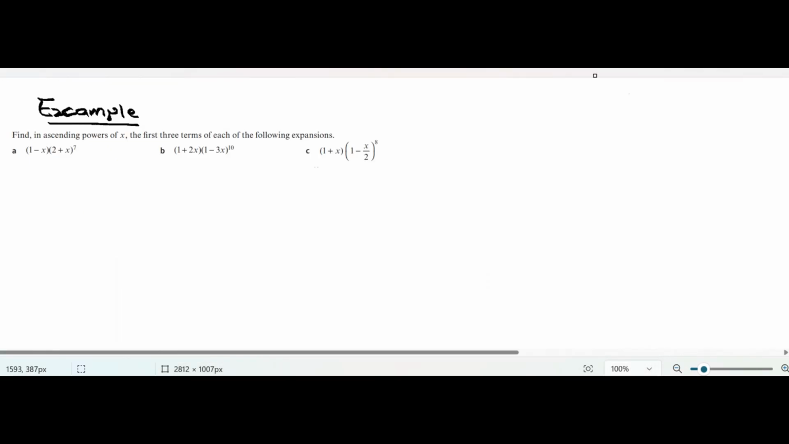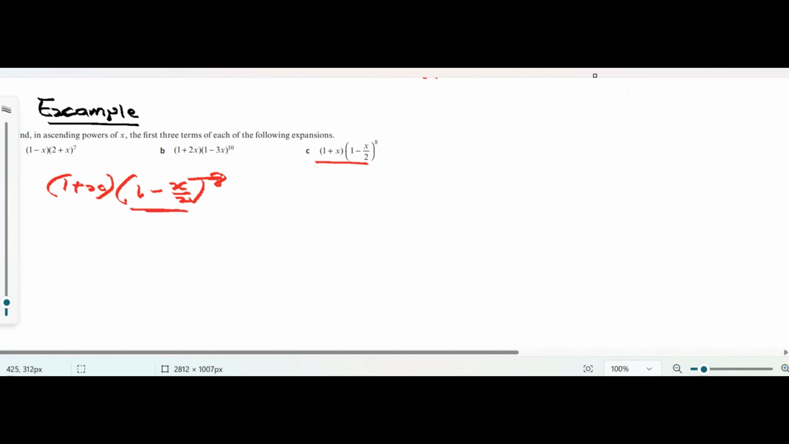Take these examples. I will just do one. Which one should I do? Oh, I can hear you screaming question C. To do question C, we have 1 plus x, and we have 1 minus x over 2 all raised to power 8. The question says we should find, in ascending order of x, the first 3 terms.